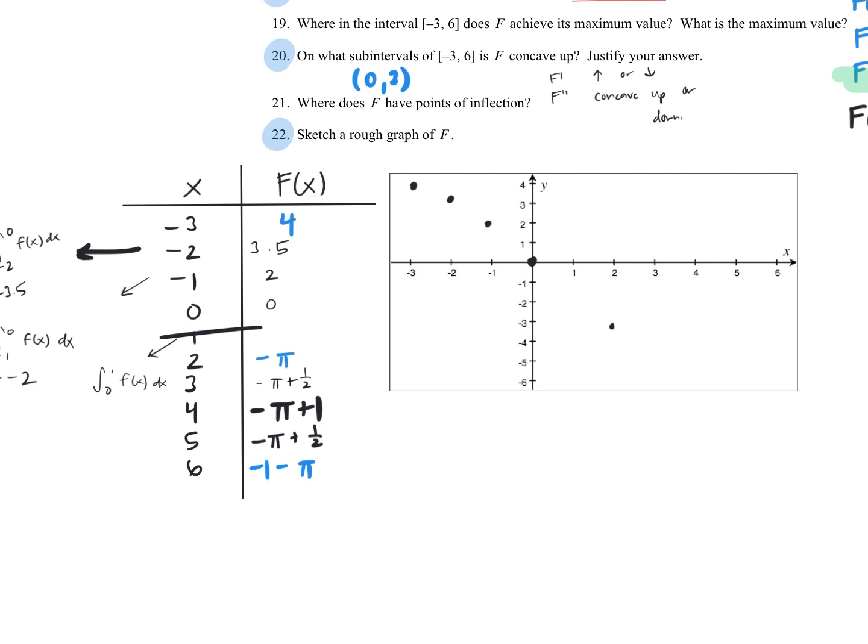And then at 3, we're at a little bit less than that, because we're adding a 1/2. And then we added a 1, so we're a little bit higher. Back down to that 1/2. And then at 6, we're subtracting 1, so we should be down below 4. So that's kind of what our sketch looks like. It's not going to be perfect, but you get the idea.